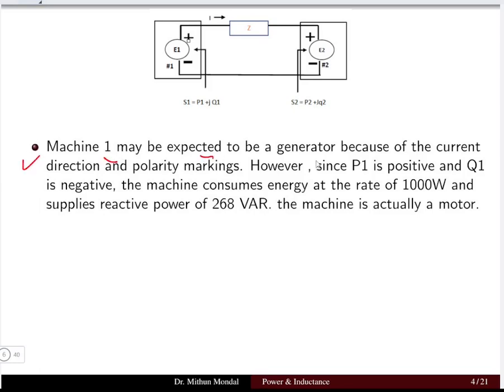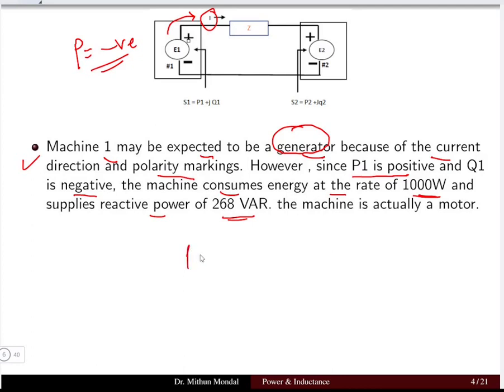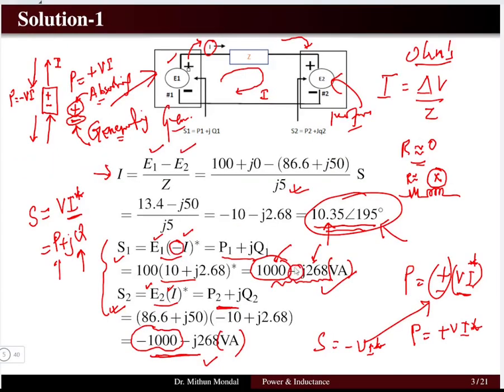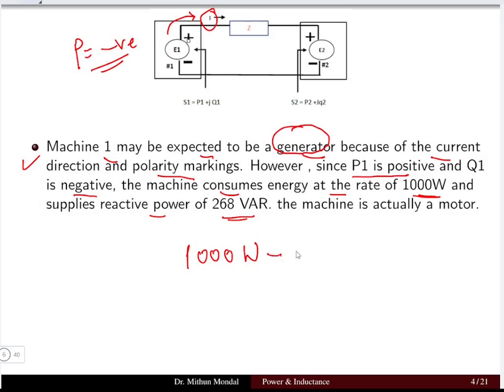Machine 1 may be expected to be a generator, as I said, because of the current direction and polarity marking. Since the current is coming out of machine 1, and we have also seen that the power is negative in machine 1, it is the generator. Since power 1 is positive and the reactive power is negative, the machine consumes energy at the rate of 1000 watt and supplies reactive power of 268 volt ampere rating. So we have seen that the real power is 1000 watt, and the reactive power has a negative sign, so it is minus j268. Here the unit is volt ampere reactive, and the total unit is volt ampere.